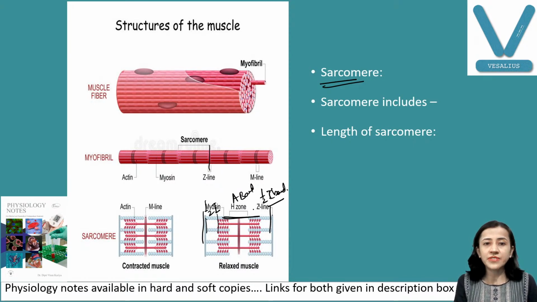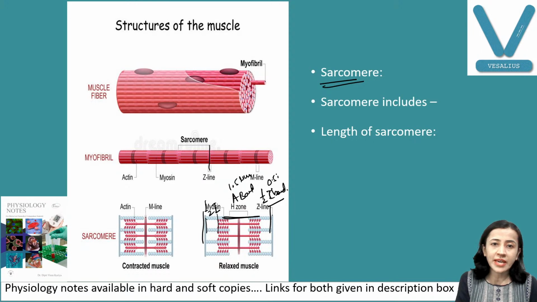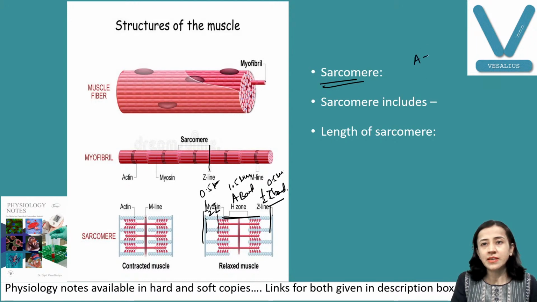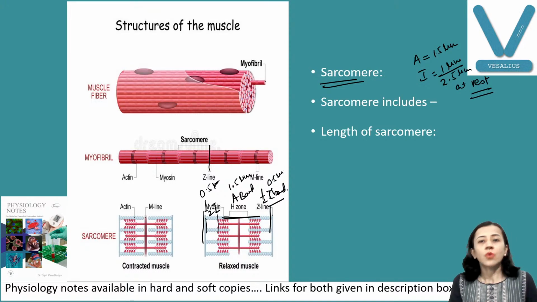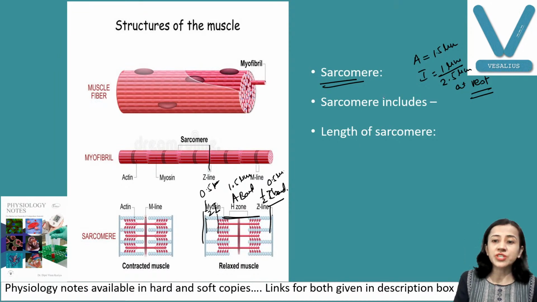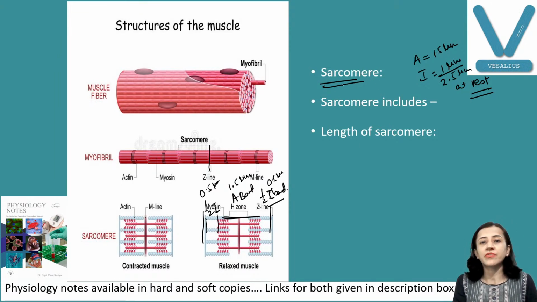So the total length of the sarcomere: the A band, as we have discussed, is 1.5 micrometer. The I band contributes 0.5 micrometer on each side, because the total is 1, and this is 0.5 micrometer. So you can say that the A band length is 1.5 micrometer, and the I band is equal to 1 micrometer. So the total length is 2.5 micrometer at rest. Fine. Now, the sarcomere is known as the structural and functional unit of the muscle fiber.